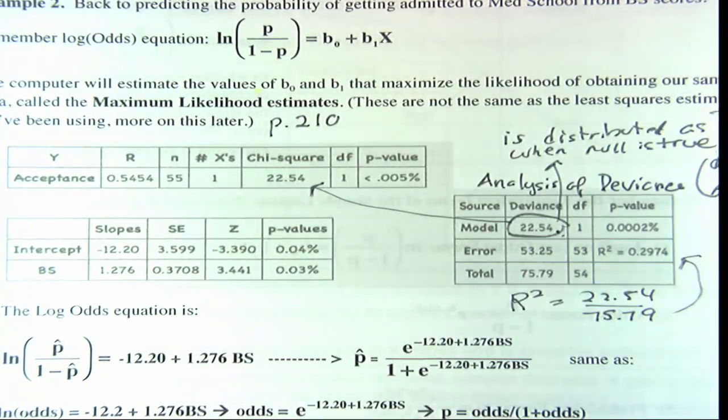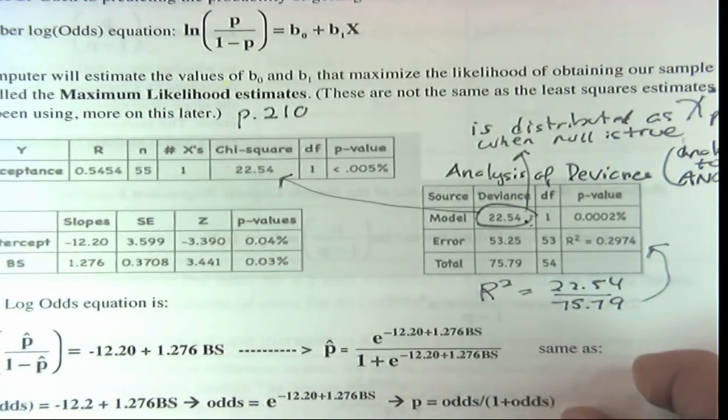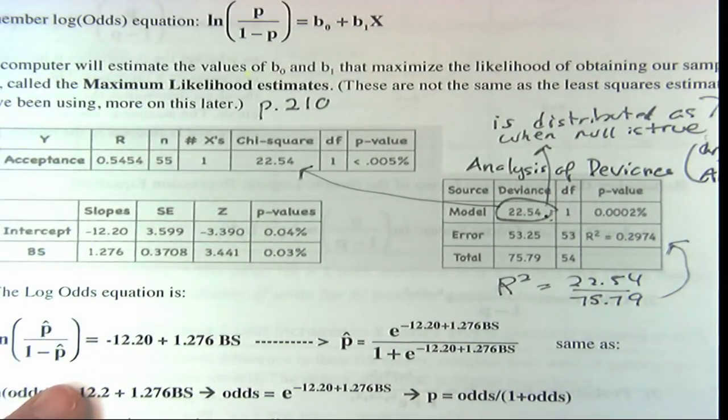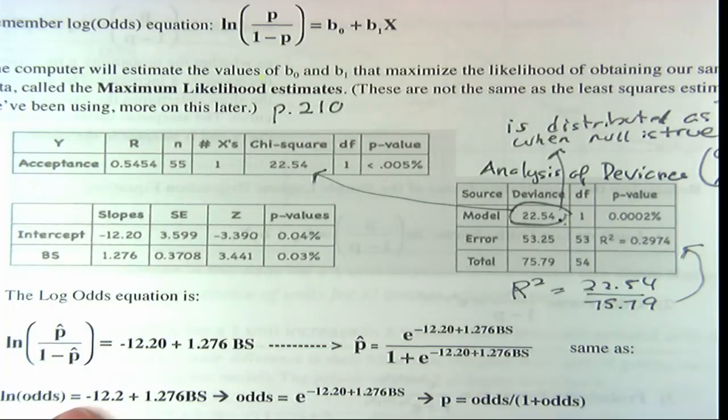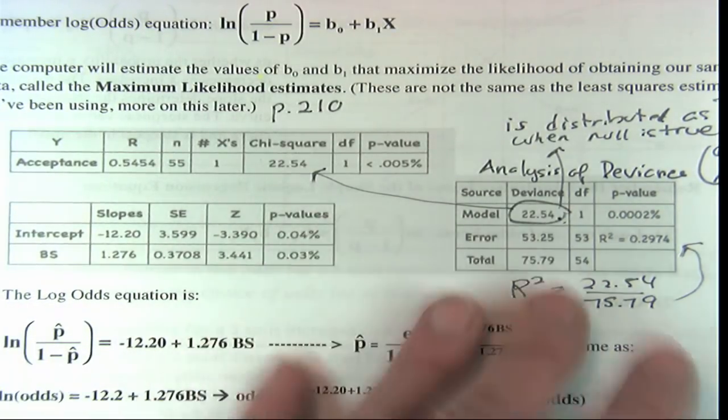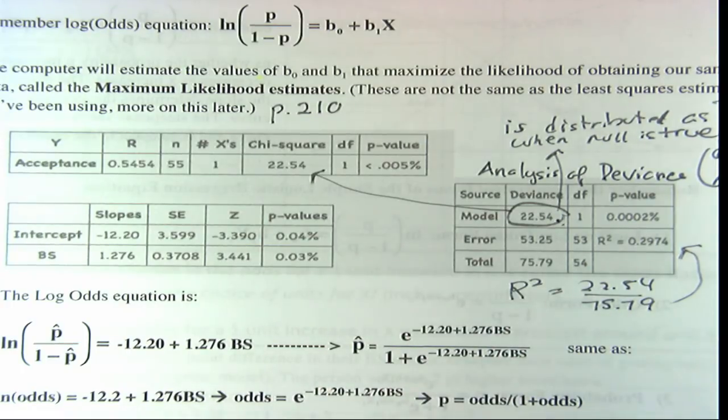When the null is true, that just means we have no model, right? That our beta 1 is 0. So that's the idea here. I'll talk about it more later when we get to that part.